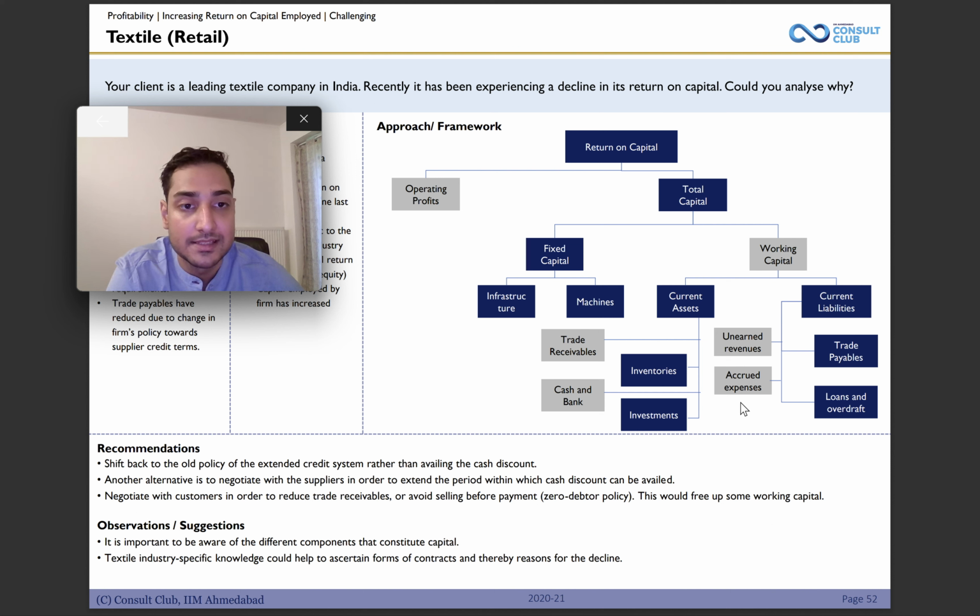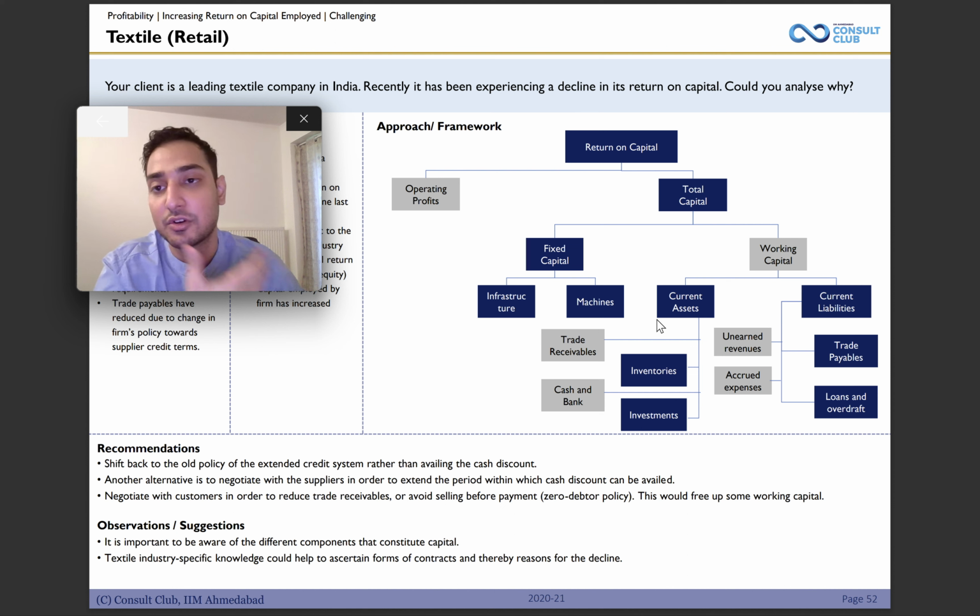unearned revenue, trade payables, accrued expenses, and loans and overdraft. So I think it was pretty well structured, and the problem was coming from I think trade payables, loan and overdraft, inventories and investments. So I think everything was related, because we were not able to figure out the problem from this issue, but the problem was as such that the client has taken increased working capital, which affected all of these, so that he could get a discount in this short-term payment.